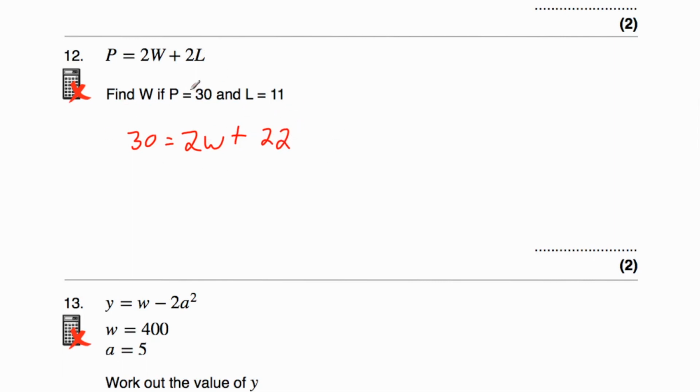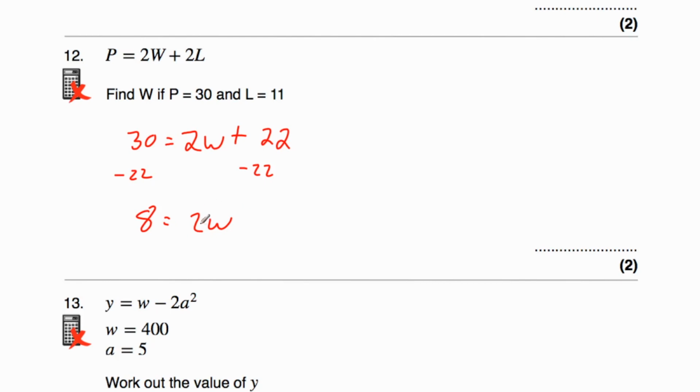Now this is an equation and we can solve it. So we want to get the W on its own. So we want to get rid of this plus 22 on the right hand side of this equation. To get rid of plus 22, we take away 22. We take away 22 from both sides of the equation. 30 take away 22 is 8. And on the right hand side of our equation, we had 2W plus 22. We took away 22, so we'd just be left with 2W.